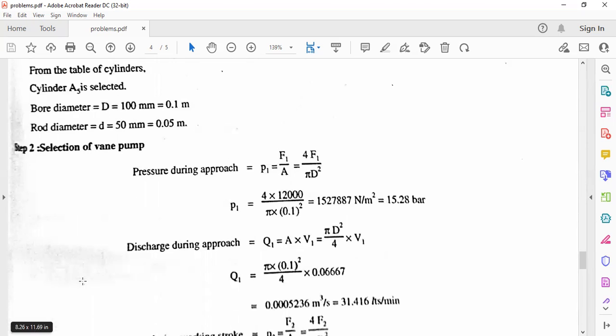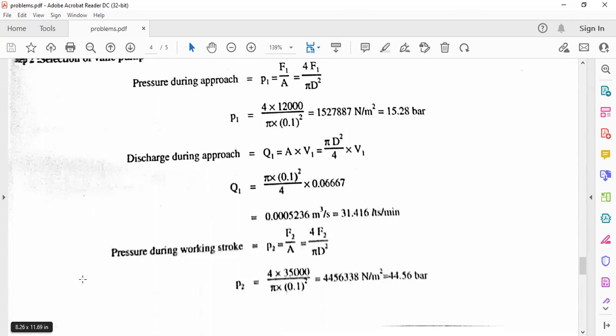Discharge during approach, Q equal to A into V1, equal to pi d square upon 4 into V1. Q1 equal to pi into 0.1 square upon 4 into 0.0667, equal to 0.005236 meter cube per second, equal to 31.41 liter per minute.